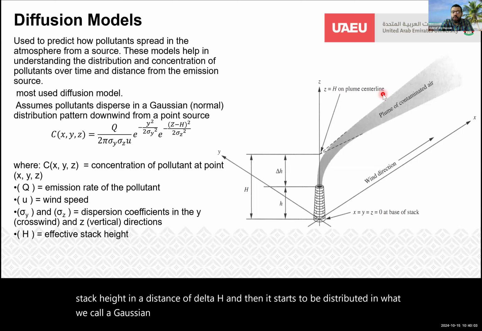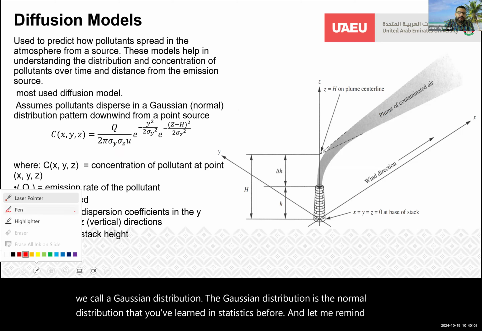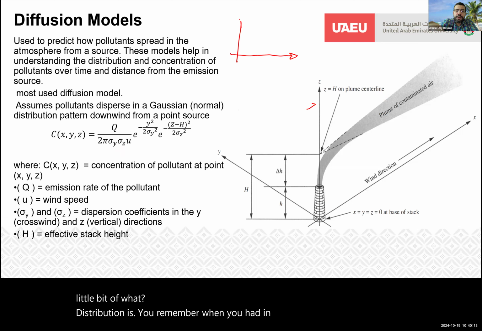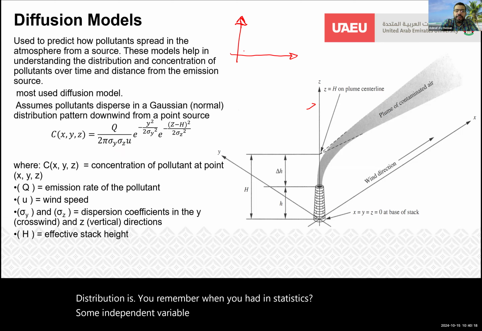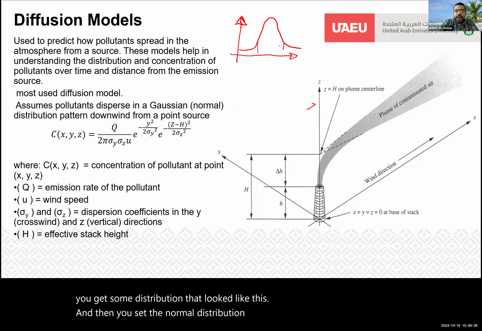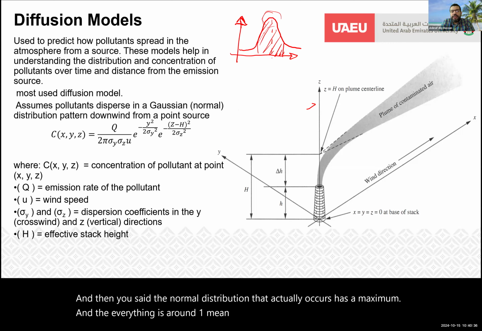The Gaussian distribution is the normal distribution that you've learned in statistics before. And let me remind you a little bit of what a Gaussian distribution is. You remember when you had in statistics some independent variable and some frequency on the y-axis, and then you get some distribution that looked like this. And then you said the normal distribution actually occurs as a maximum, and everything is around one mean value, and then it starts to fade down on both sides, and so on and so forth.